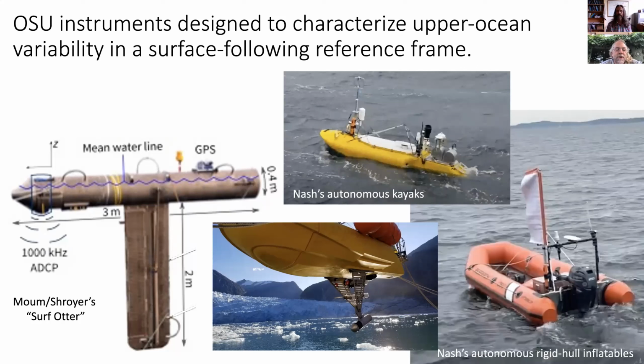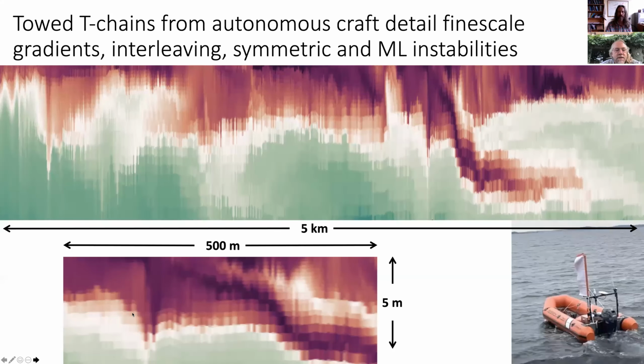All these sensors, you can go to the next slide too, Simon. These all tow thermistor chains, and so as we move along through the water column, profiling around, driving around, we're towing sensors that are measuring temperature at very high horizontal resolution.